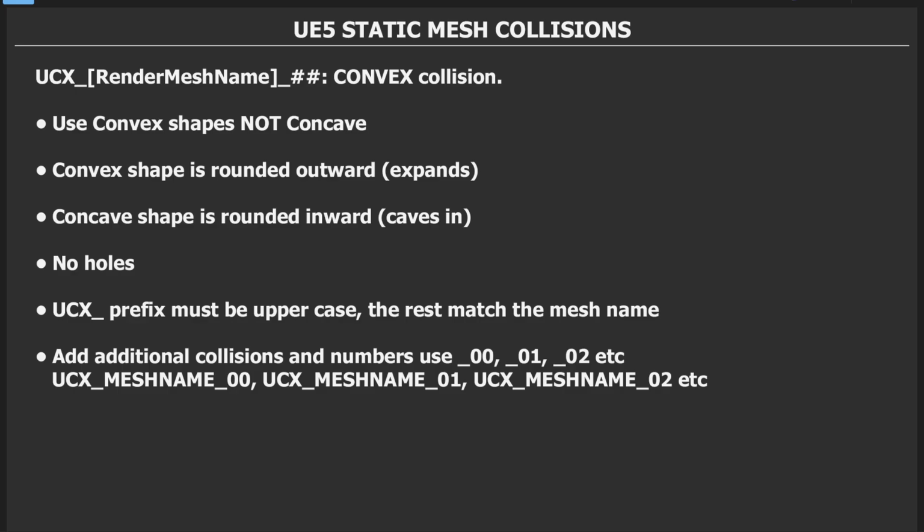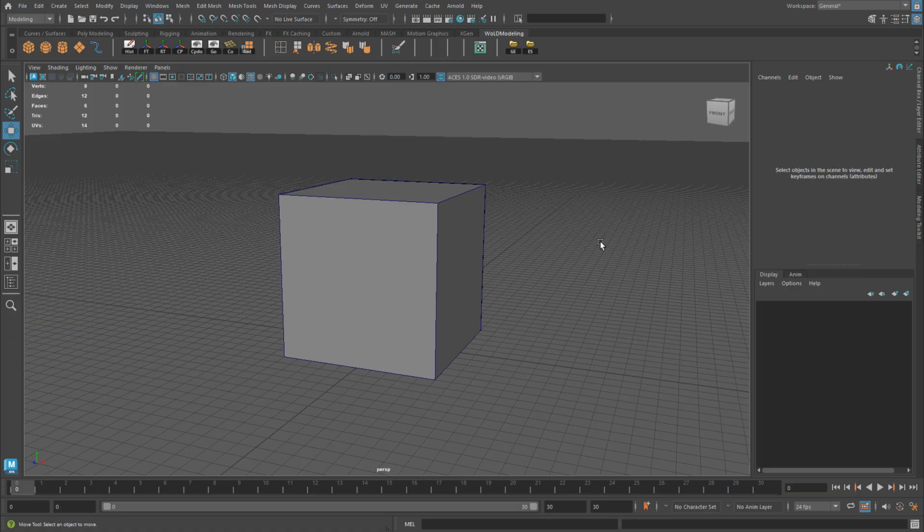You would just have to assign a postfix of a number. So you would have UCX_ mesh of your name _00. And if you have additional ones, you would just assign _01, 02, and so on. Now let's cover these in actual practice.